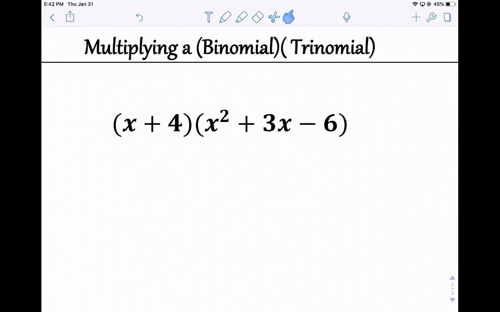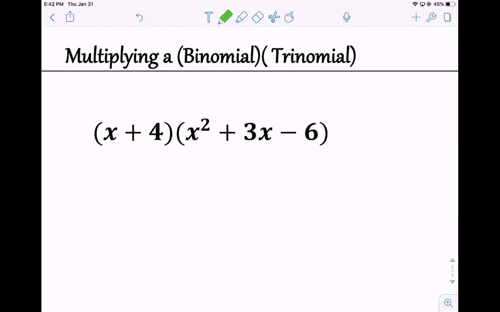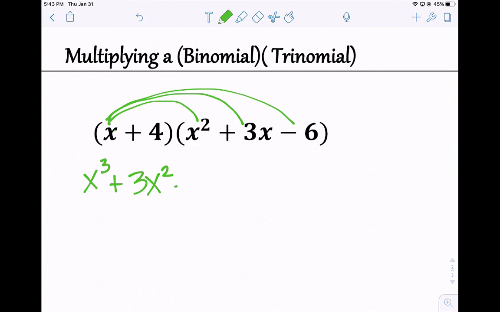So we have x times x squared. Sorry, let me go back. So x times x squared is x cubed. X times 3x is plus 3x squared. And x times negative 6 is minus 6x. So we distributed x to all three pieces.